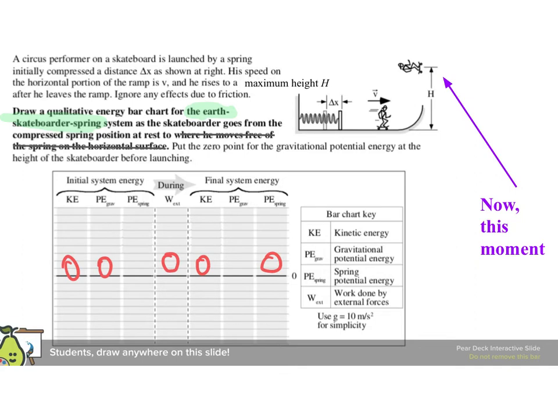So our initial spring energy, whatever it was, has to turn entirely into gravitational energy. And so we get something that looks like this.